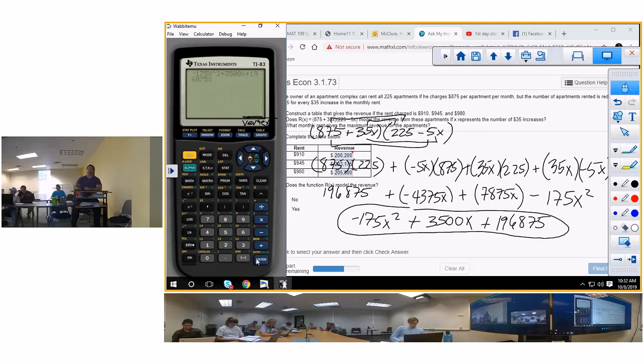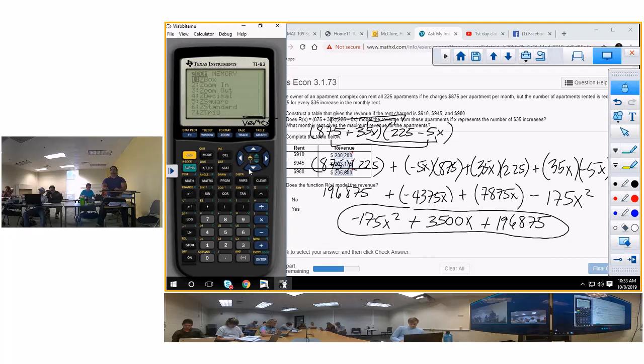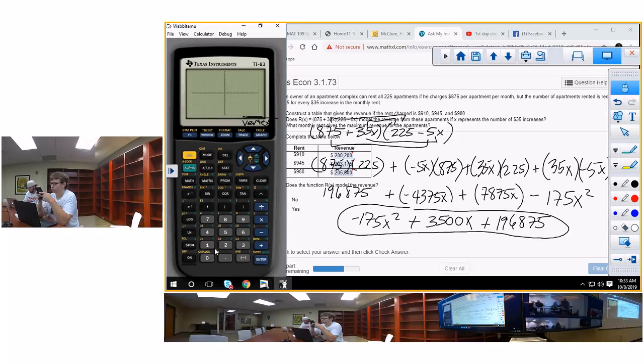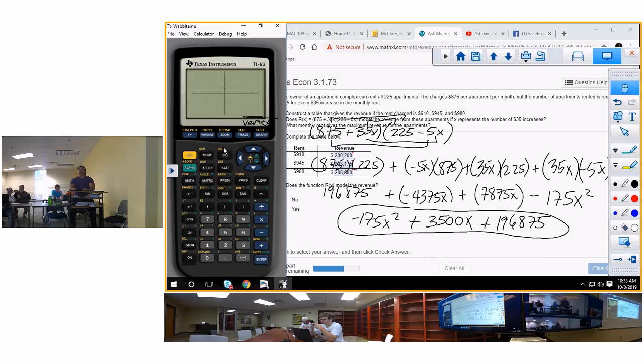And graph, and of course it's not going to graph it because it's going to be very difficult to see. Let's see if we can zoom fit. What is zoom fit? 9 or 0? Zoom fit is 0. Yeah, it's not going to do it. So we'll have to just zoom out. You can zoom out or you can set the window. It might be better to set the window.